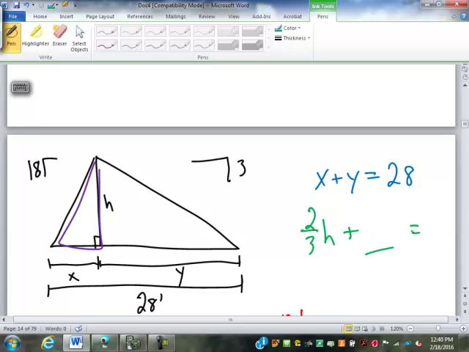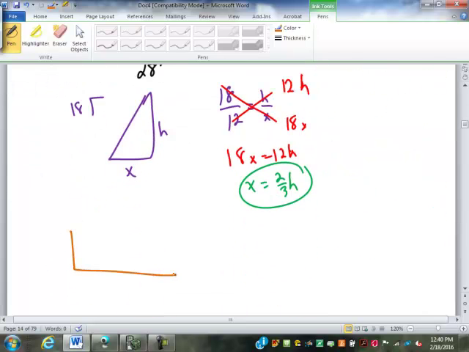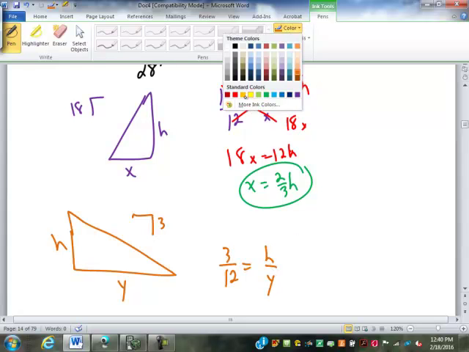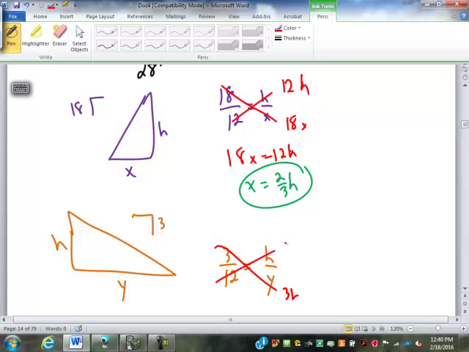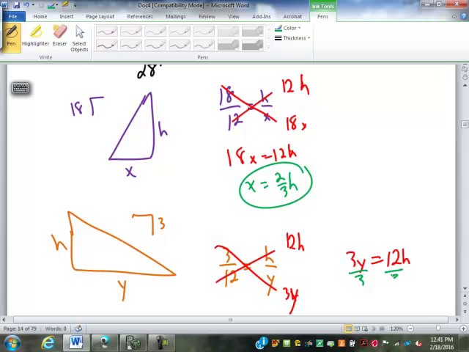Got to figure out what y is going to be yet, so let's go back to the drawing board for y, which is going to be this triangle, which will be h and y. And a 3/12 slope. So 3 over 12 equals h over y. Cross multiplying gives us 3y and 12h. 3y equals 12h, dividing by 3, y equals 4h.